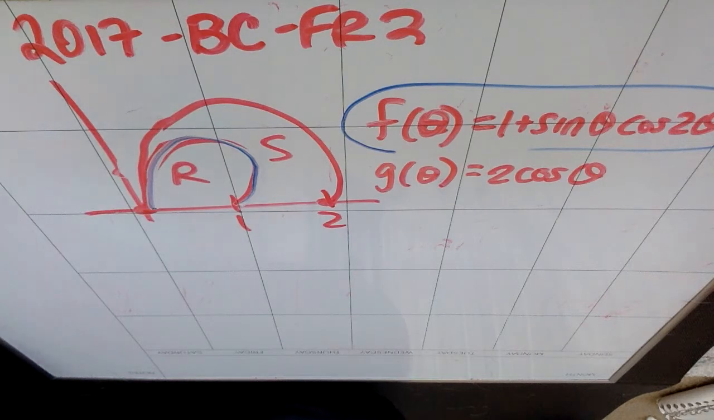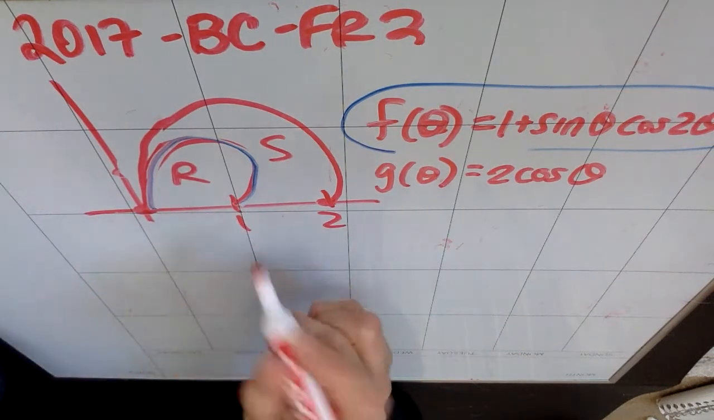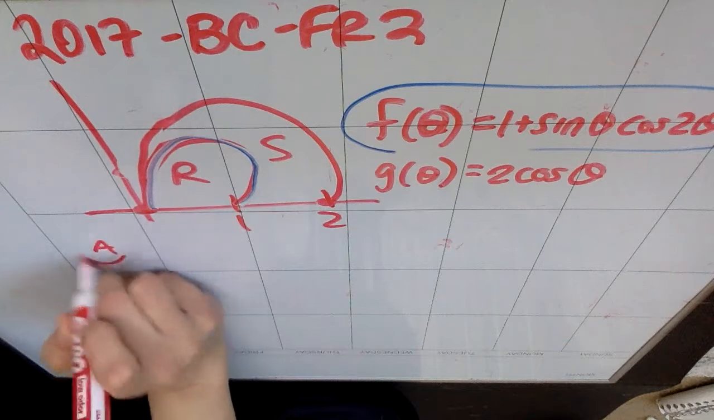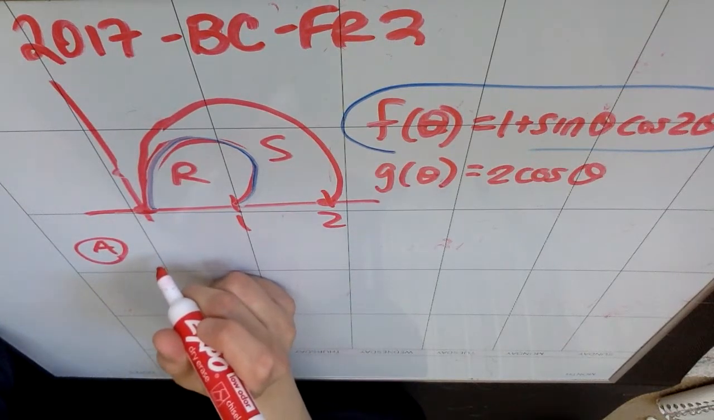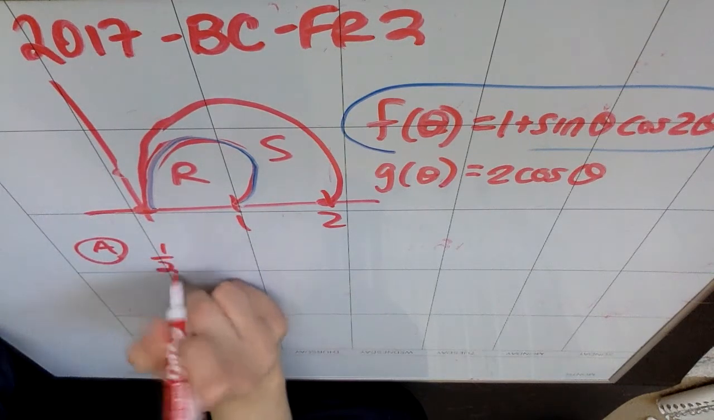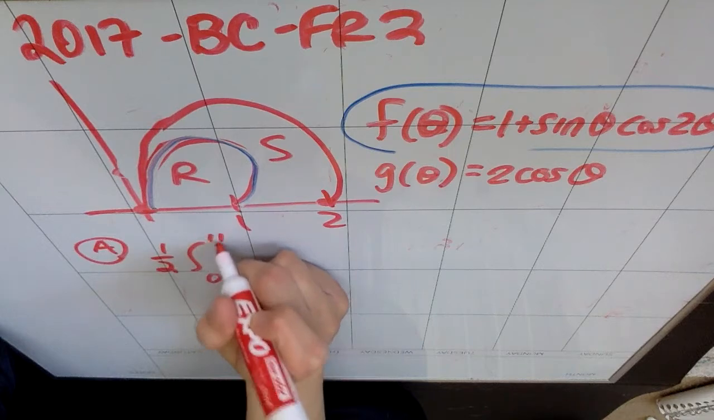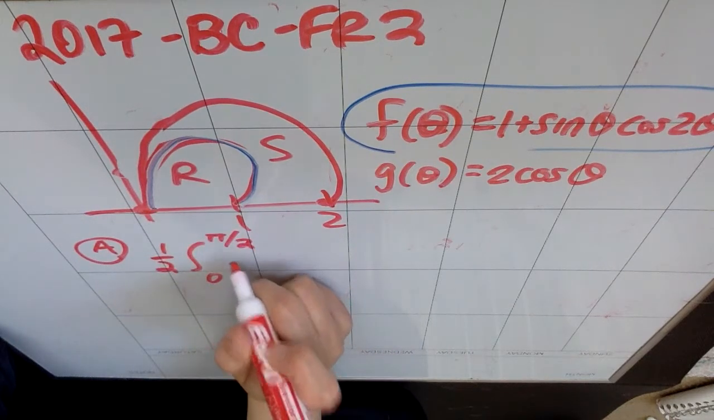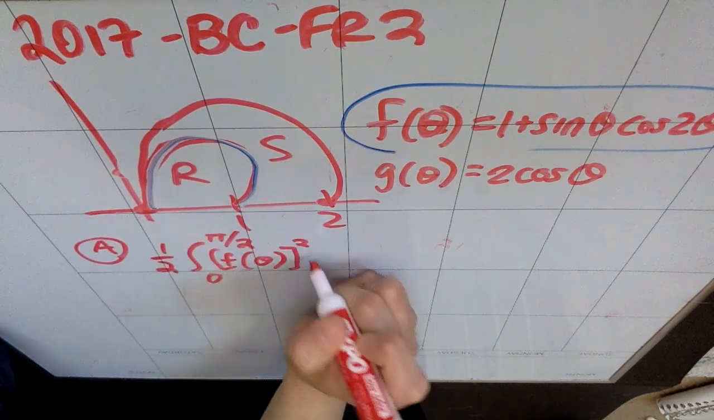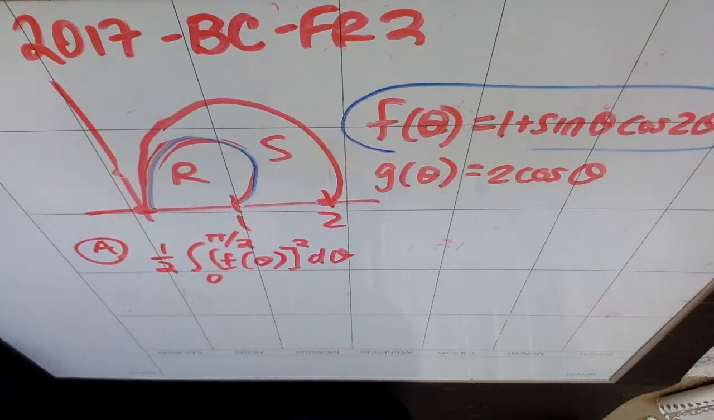Cool. So, since we're using 0 to pi over 2, this is really testing just do you understand how to integrate polar curves, right? I want the area of R, which doesn't involve g at all. The area inside a polar curve is 1/2 the integral from the starting theta to the ending theta of r squared. So in part A, I want 1/2 the integral from 0 to pi over 2 of f of theta quantity squared d theta. I'm going to use the f of theta notation because they called it f of theta. I can always use their notation, and that makes my life a lot easier.